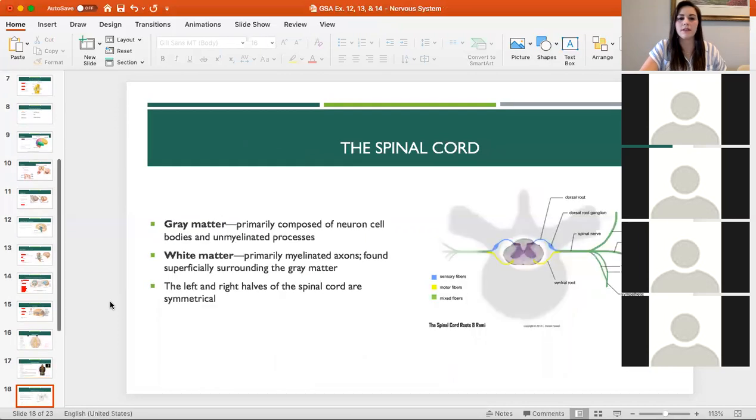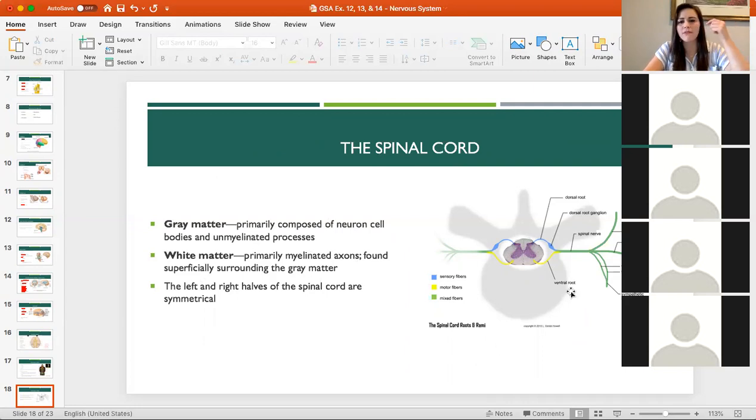Okay, so next I want you to know the difference between gray matter and white matter. We see this in the brain and the spinal cord, so in the central nervous system. Gray matter is where we see our neuron cell bodies and our unmyelinated processes from the neuron. And in our white matter, that's where we see all of those myelinated axons. You definitely just want to know the difference between those.